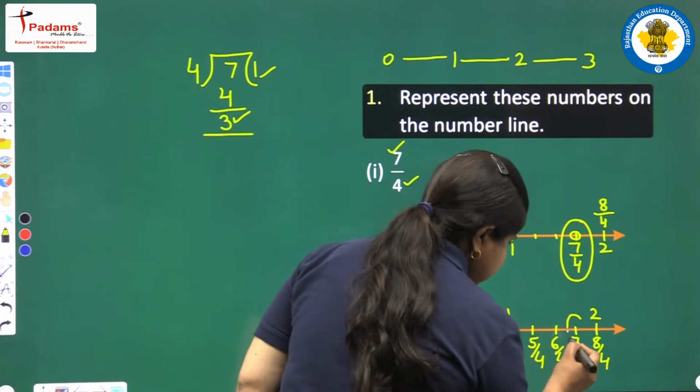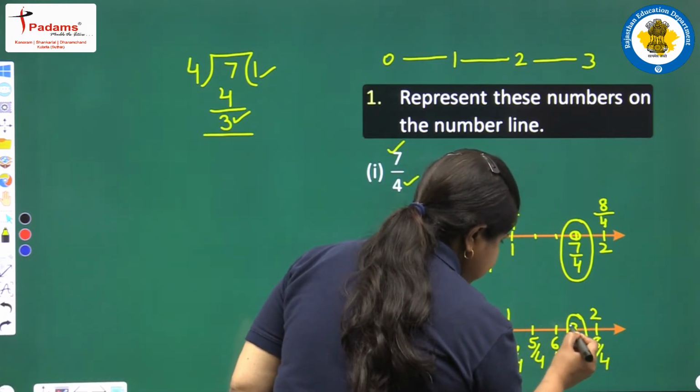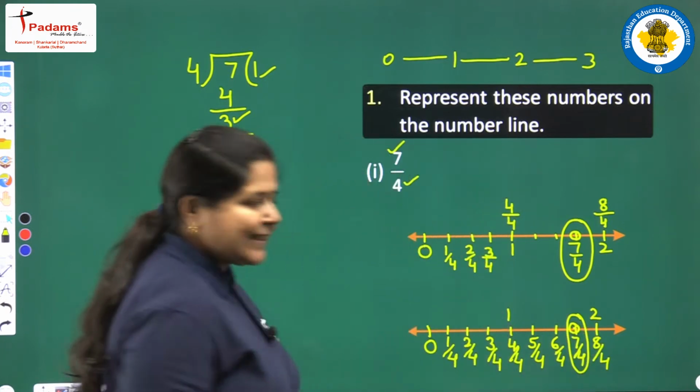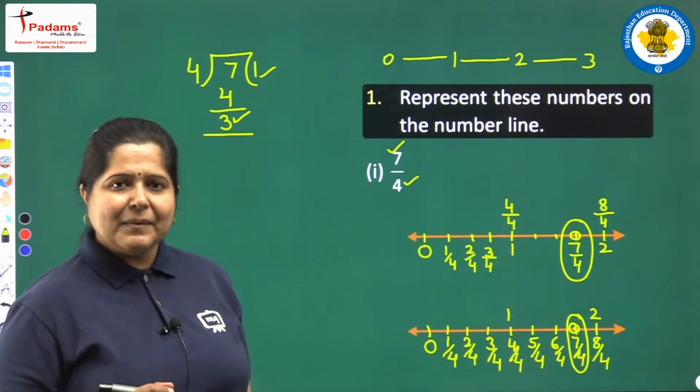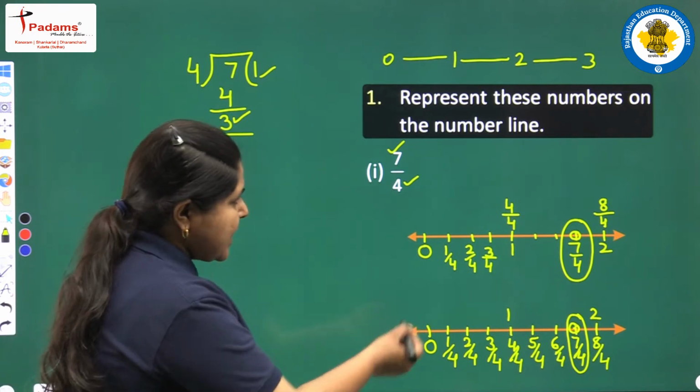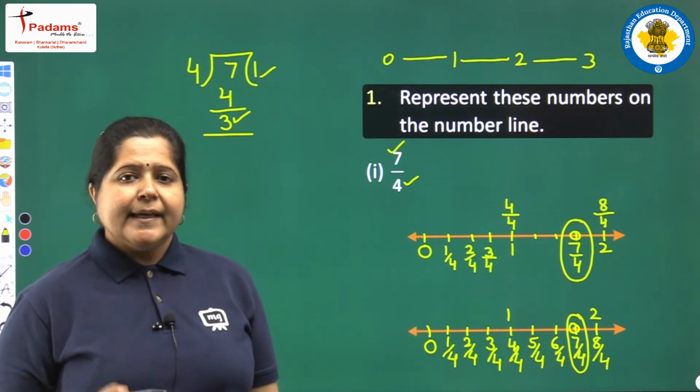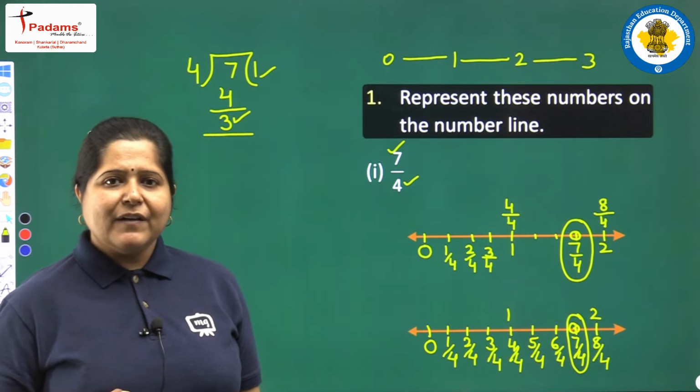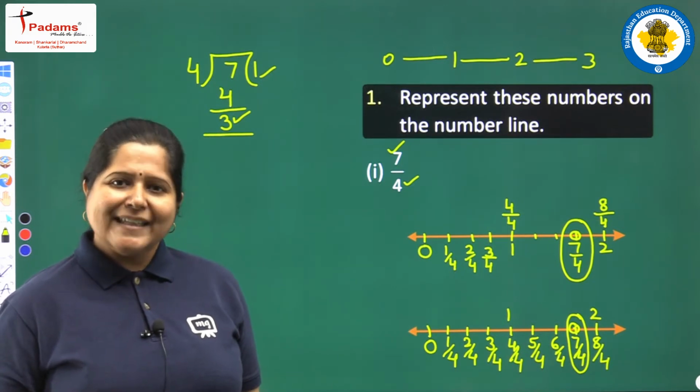This is the location of 7 by 4, and this point is the exact location of 7 by 4 on the number line. So we have marked 7 by 4 in two ways. It is up to you. You can choose any one of the two, whichever you feel is easy.